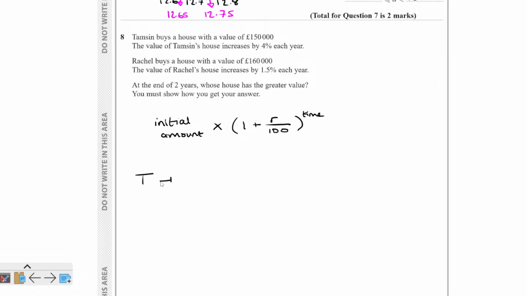Okay, so T for Tamsin. Her initial amount is 150,000, isn't it? 150,000 multiplied by 1 plus, and now her percentage is 4, so 4 over 100, to the power of 2, because it's 2 years. That's what I would type in. Now, you might be okay with just working out 1.04. That's the same as this bit here, isn't it? To the power of 2. That's fine, you can type it in like that as well if you can directly work it out. But technically the formula obviously has it all separate.